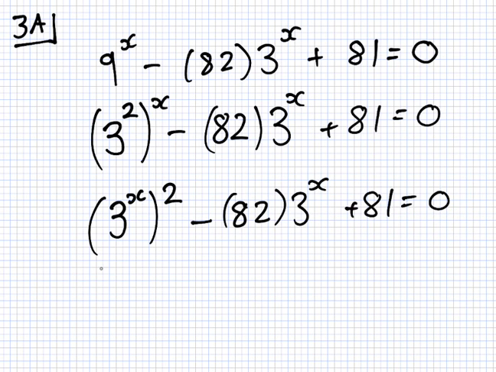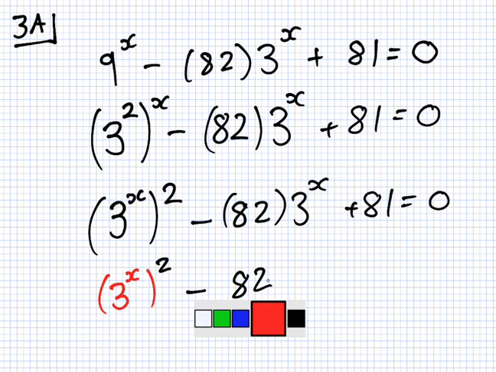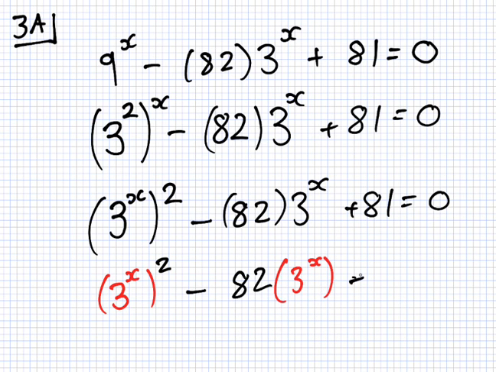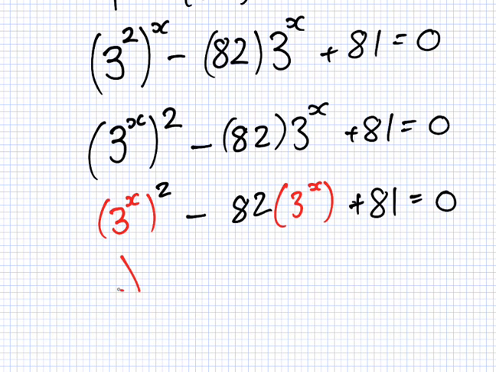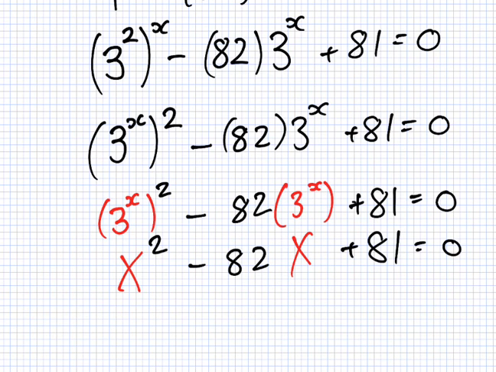If you look carefully here, what you have here is 3x squared minus 82 times 3x plus 81 equals 0. Do you see how that looks like a quadratic? Because it looks like this: x squared minus 82x plus 81 equals 0. You see how it looks like a quadratic? The only thing is that x is a 3x instead of just an x.